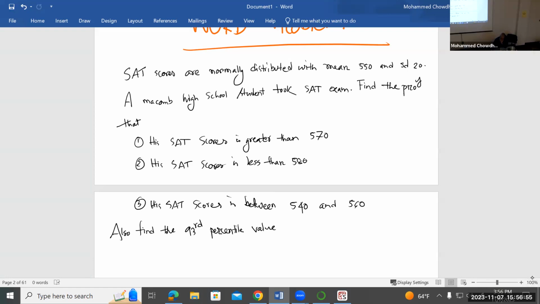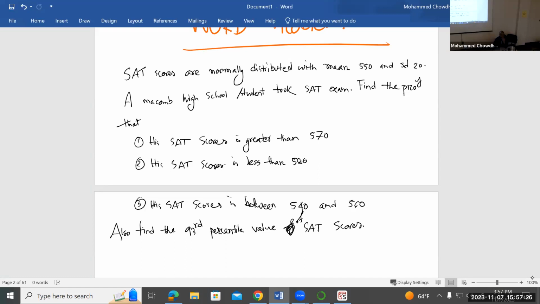Also find the 93rd percentile value of SAT scores. Also find the 93rd percentile value of SAT score. Are you understanding?